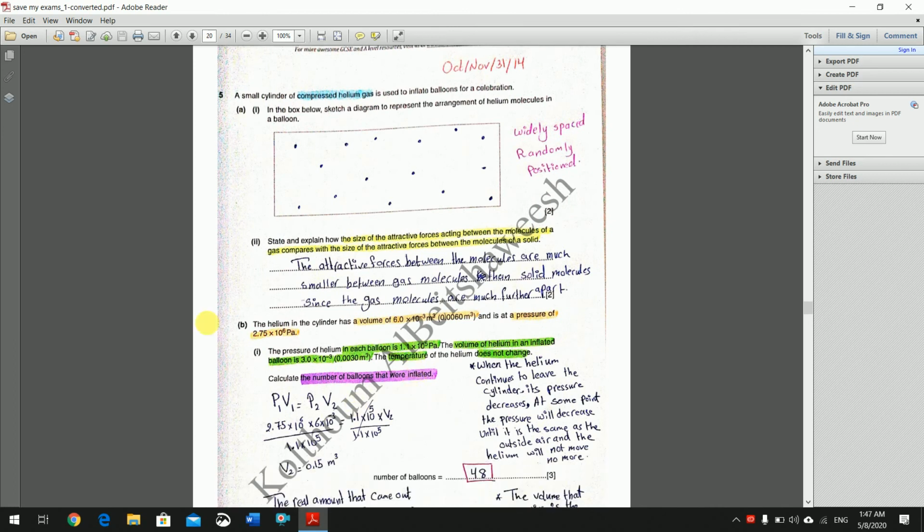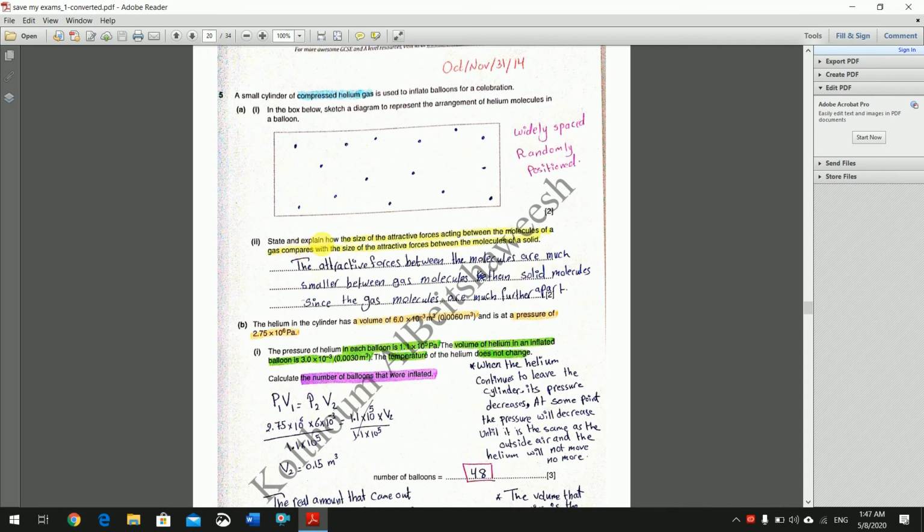Okay. Now, a small cylinder of compressed helium gas is used to inflate the balloons for a celebration. Now, in the box below, sketch a diagram to represent the arrangement of helium molecules in a balloon. So this is left blank, and you have to draw them. You have to draw them randomly positioned and widely spaced.